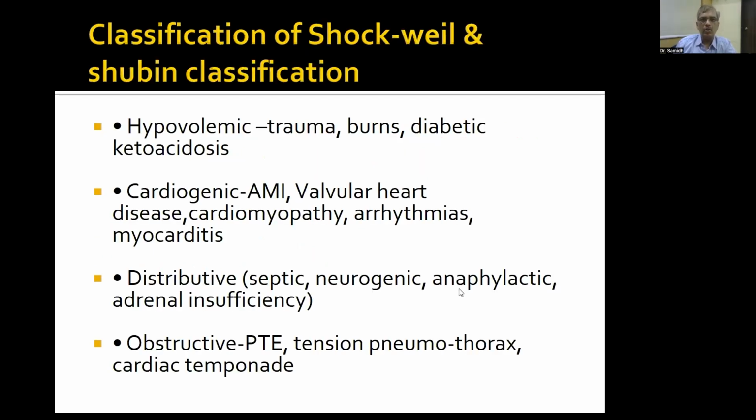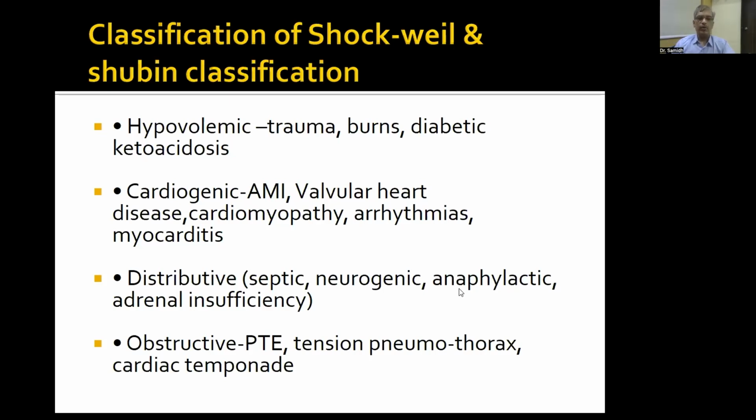As per the classification, shock is classified into 4 types. Hypovolemic, for example because of trauma, blood loss, burns because of third spacing, diabetic ketoacidosis because of water loss in the urine. Then cardiogenic, like myocardial infarction, valvular heart disease, cardiomyopathies, arrhythmias, and myocarditis. In myocardial infarction, if more than 40% of the myocardium is involved, the majority of these patients will develop cardiogenic shock.